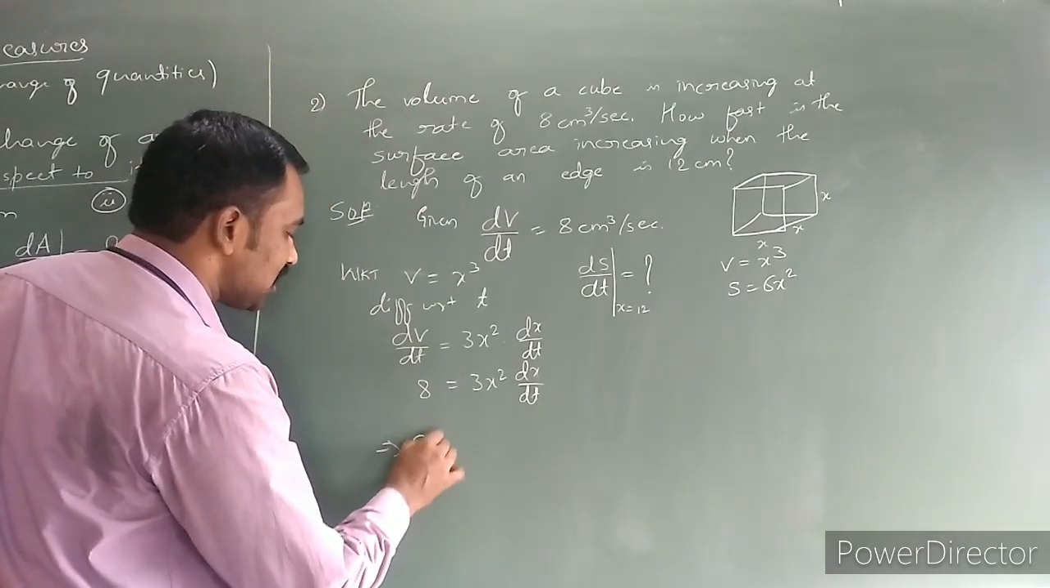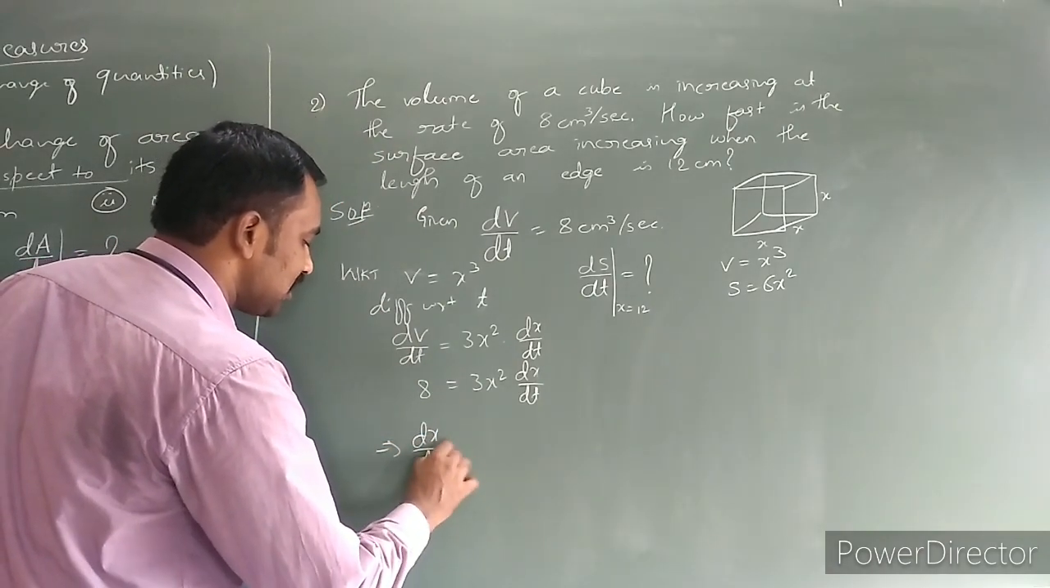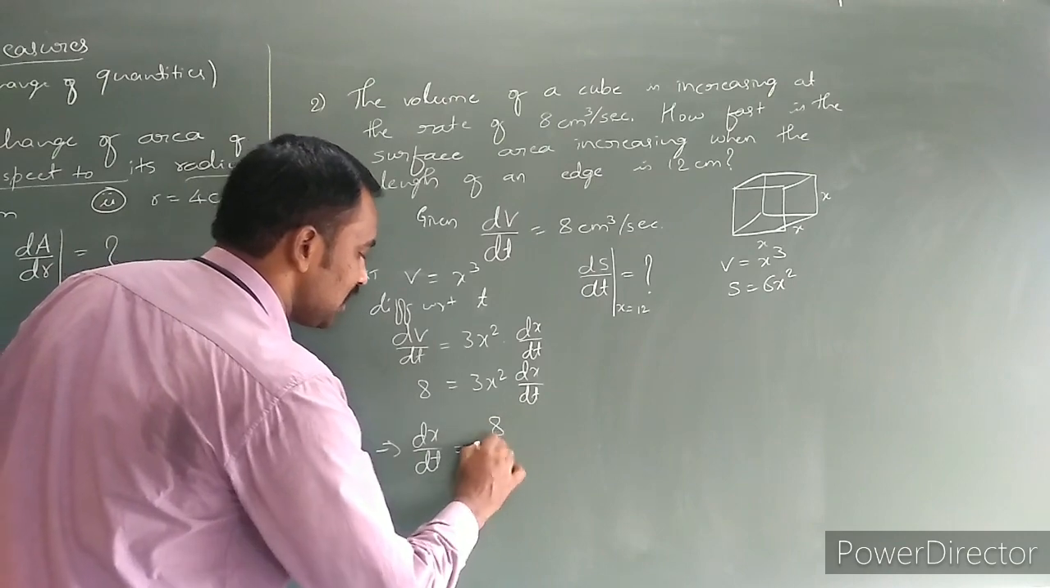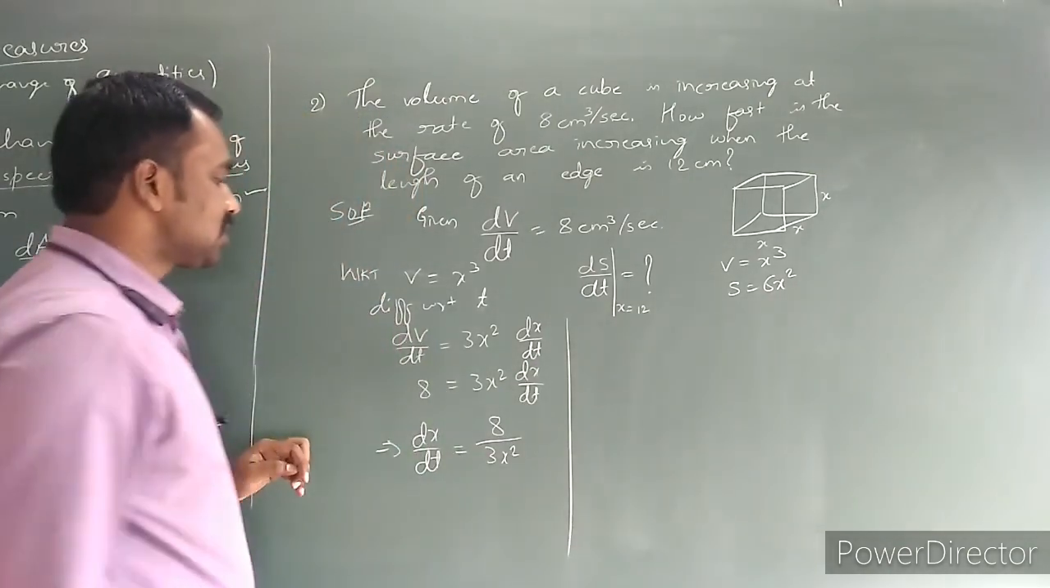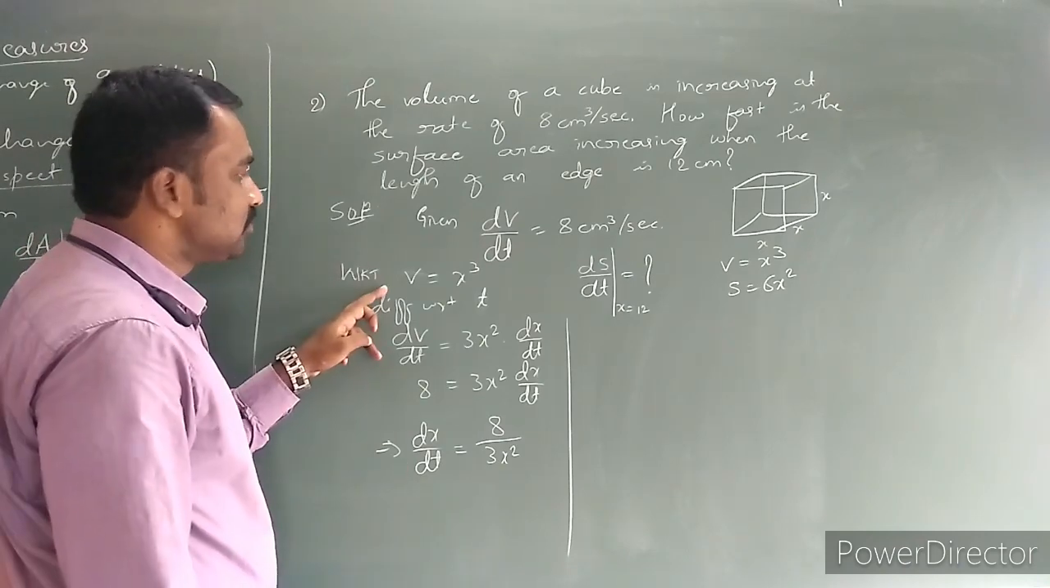From this we get dx by dt. What is dx by dt? dx by dt is equal to 8 divided by 3x square. Now apart from this, we use the dx by dt value which we got.